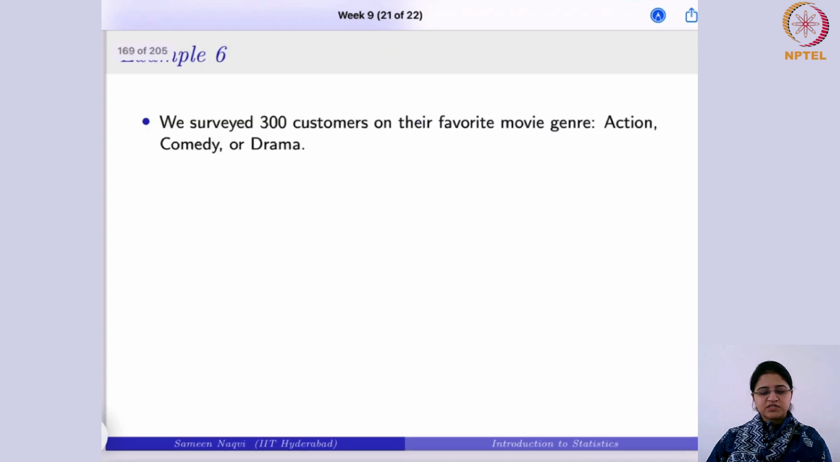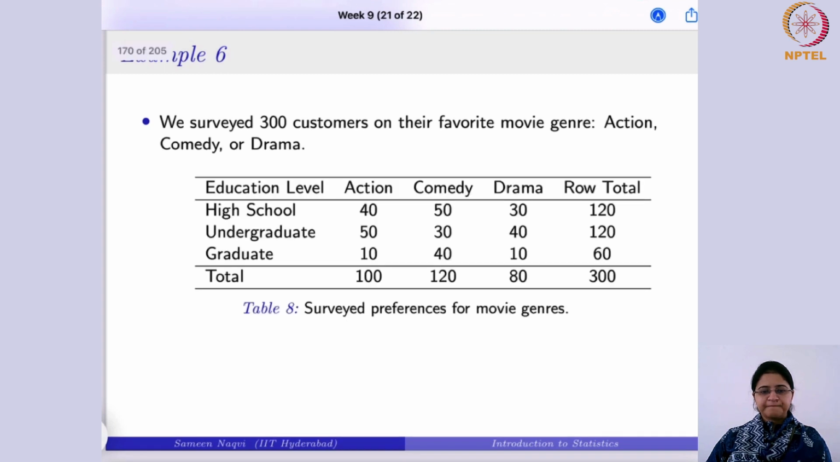So let us consider an example over here. Suppose you survey 300 customers on their favorite movie genre: action, comedy or drama. So these are the three categories that you have. And you have the education level. Education level can be high school, undergraduate and graduate, and genres are basically action, comedy and drama. So three categories or three levels in both the categorical variables.